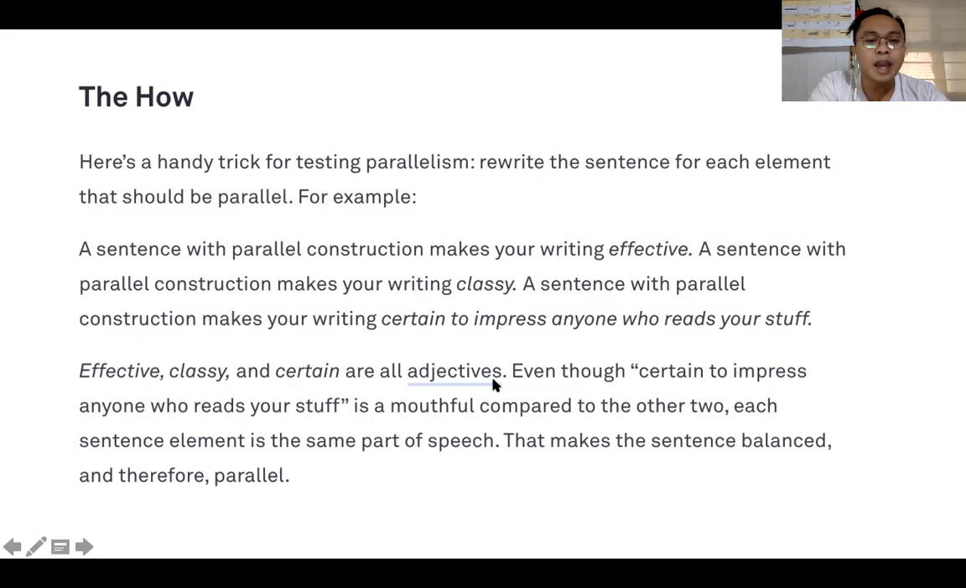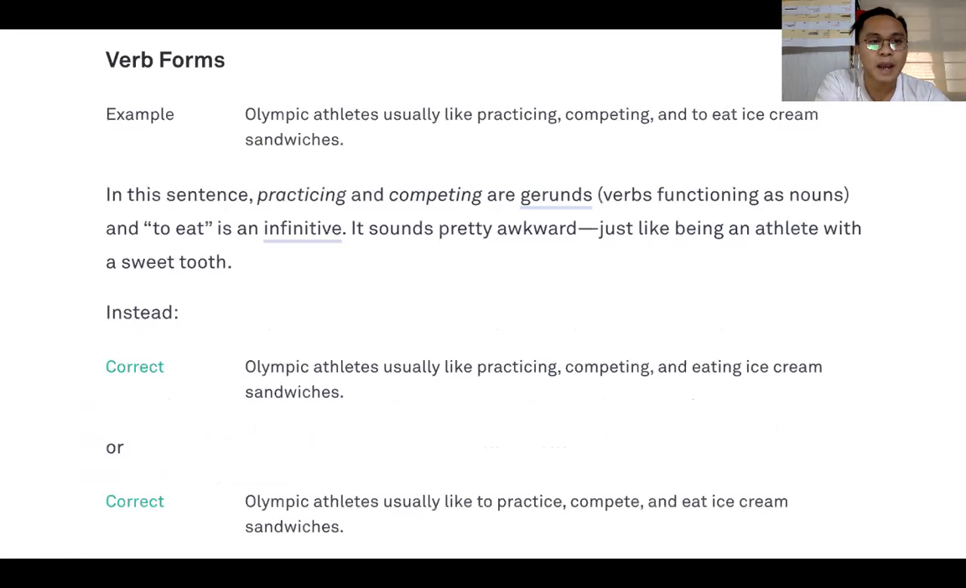So, itong mga to, they are parallel kasi they are all adjectives na ginamit para ma-explain ano yung kahalagahan ng sentence with parallel construction. So, una, it is effective, classy, and certain. So lahat ng dinugtong niya dun sa phrase na a sentence with parallel construction makes your writing, ang sunod niya lagi dun is an adjective. So it is a parallel sentence. So balanse siya, therefore it is parallel. So simulan natin siya sa verb forms.